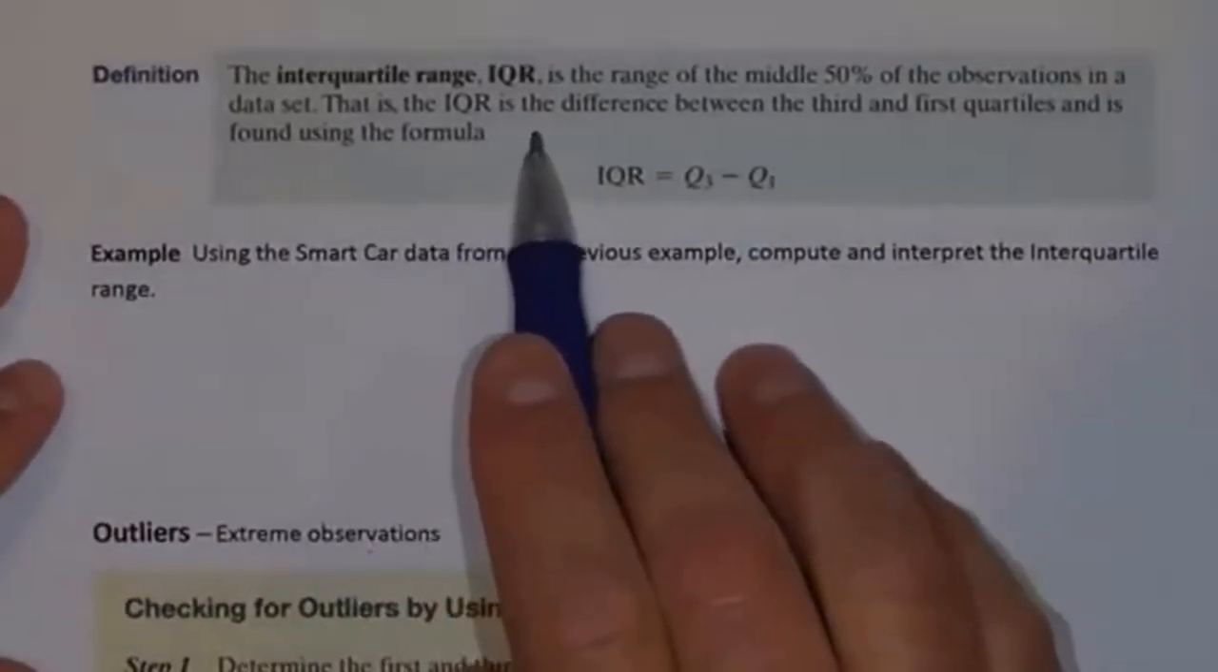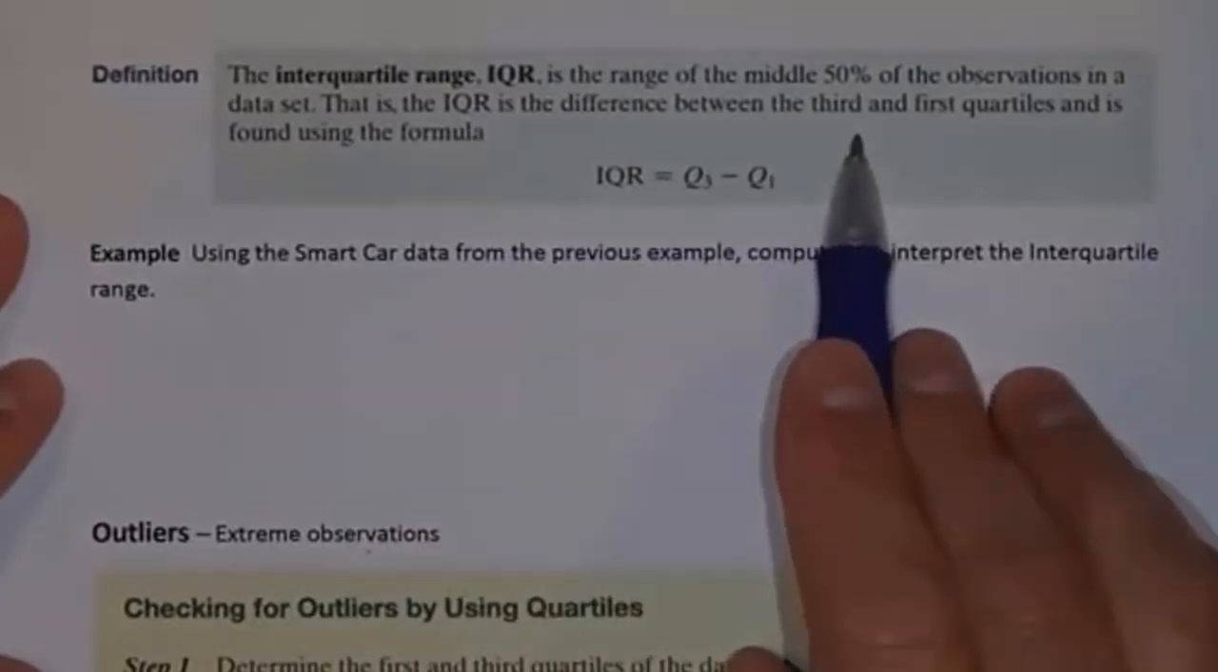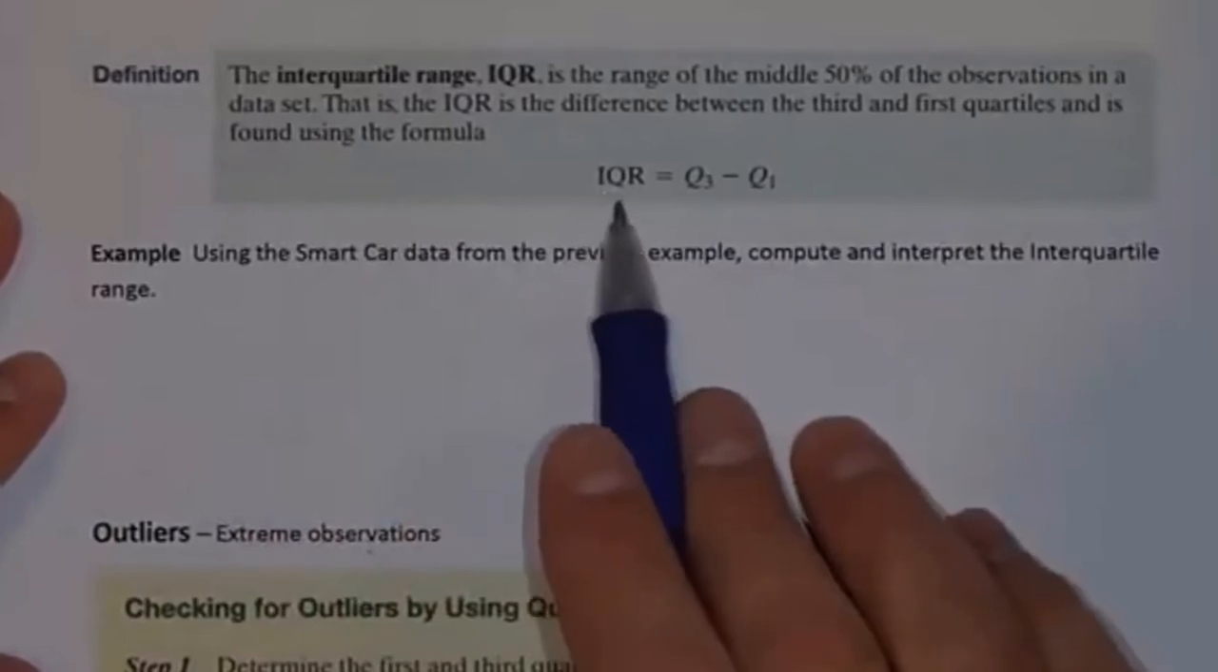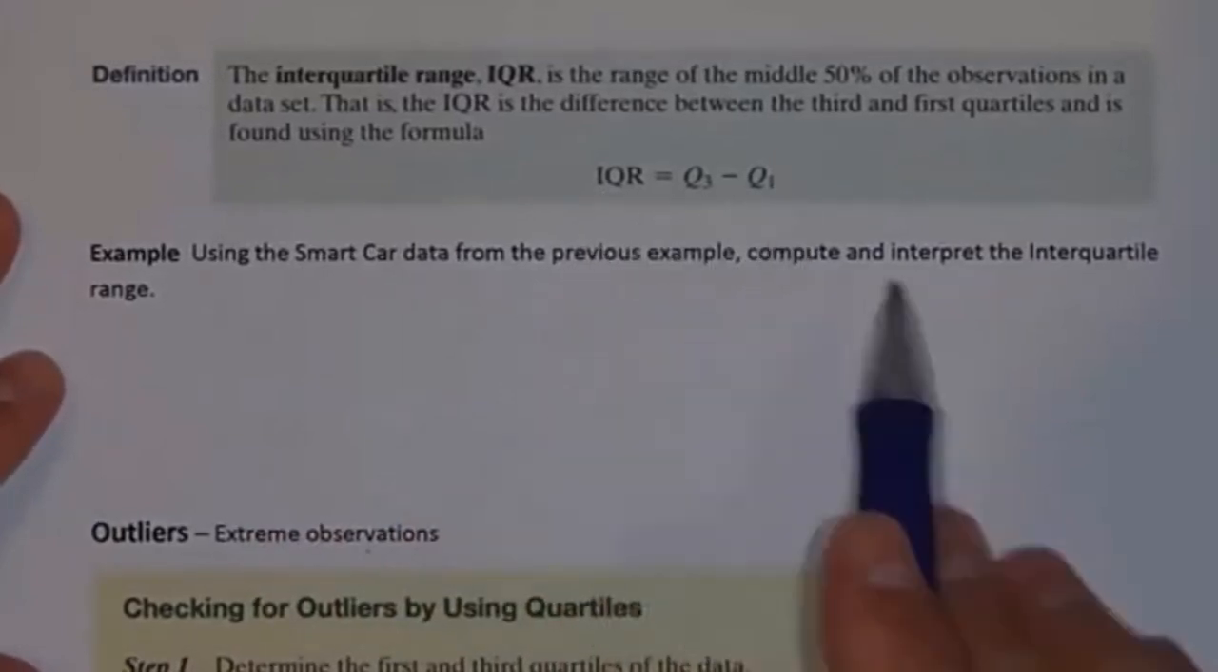That is, the interquartile range is the difference between the third and first quartiles and is found by using the formula interquartile range equals Q3 minus Q1.